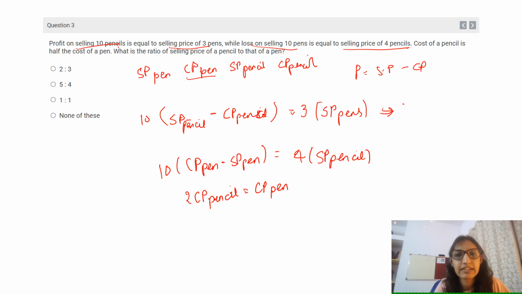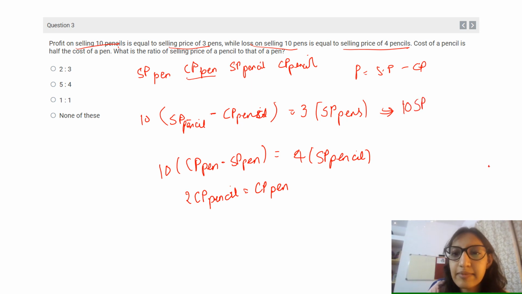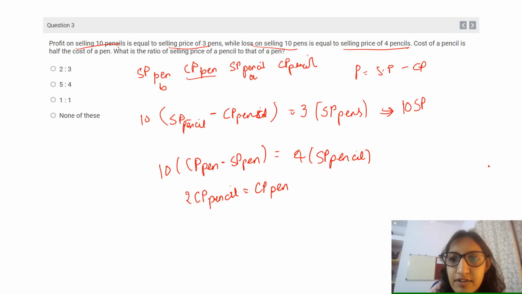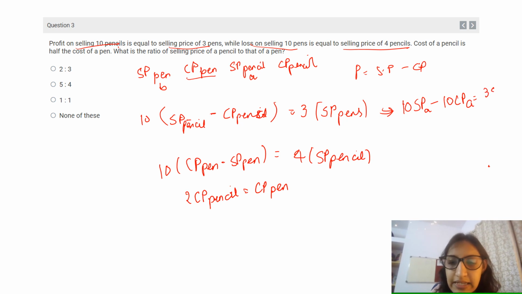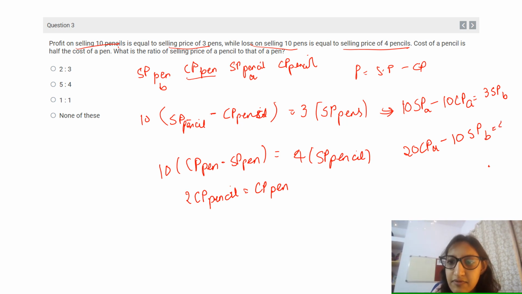Also I need to find the ratio of the selling price of pencil to that of a pen. So I am assuming the selling price of pencil to be A and pen to be B for simplicity. So 10 SPA minus 10 CPA is equal to 3 SPB, and CP pen can be written as 2 CP pencil, so that will be 20 CPA minus 10 SPB is equal to 4 SPA.